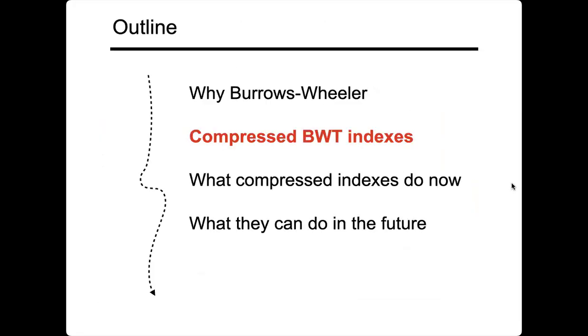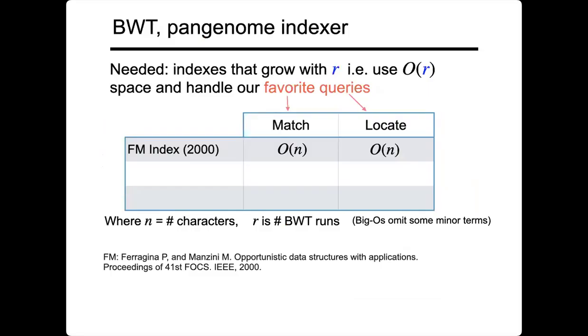So the Burrows-Wheeler transform as a tool is extremely attractive, but we need the corresponding algorithms. Like, we need to be able to build and use indexes. And what's really important is we need to be able to build and use the indexes so that they grow with R. And R is, again, the number of runs in the Burrows-Wheeler transform. We would much rather it grow with R than it grow with N, where N is just the number of bases in the input, right? So that would be linear. We don't want it to grow linearly. We want it to grow sublinearly. So we need growth like R.